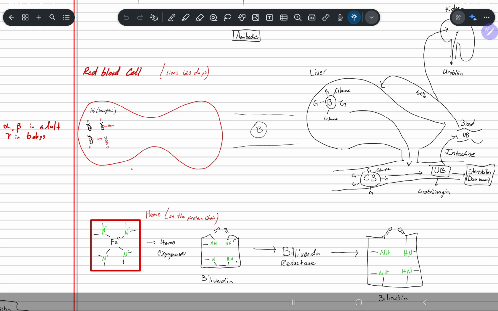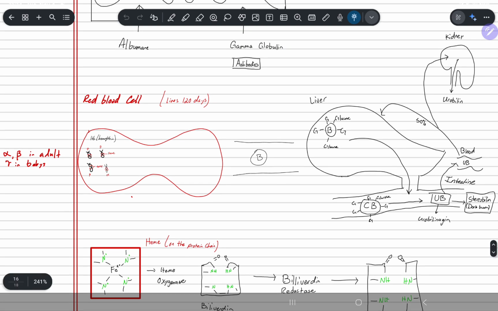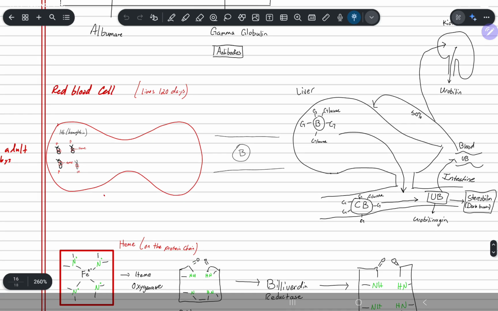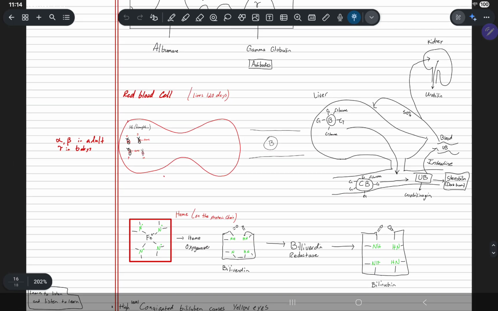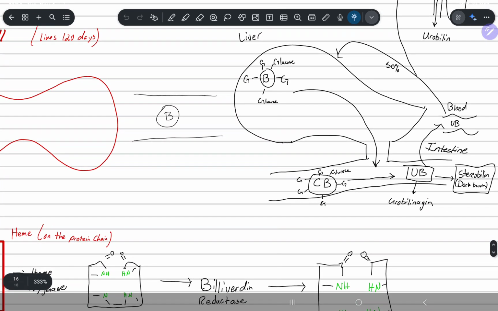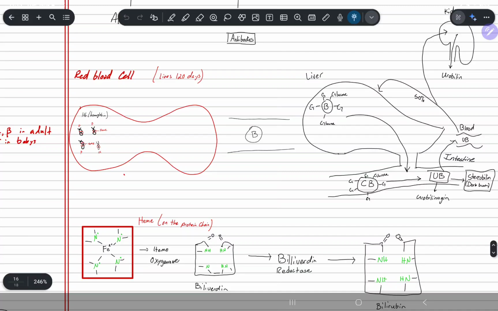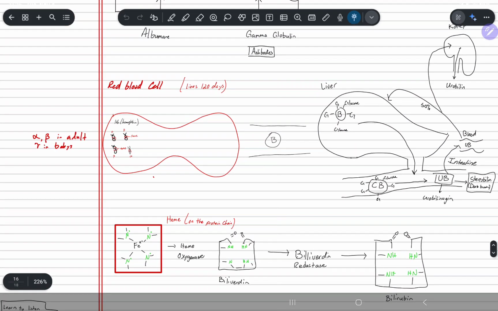In the intestines as well, we have this thing called urobilinogen, which can either be put into the bloodstream and put back into the liver, or it can go to the kidneys where it'll produce urobilin and be peed out. Another thing is that stercobilin is dark brown in the intestines, and is made from urobilinogen.